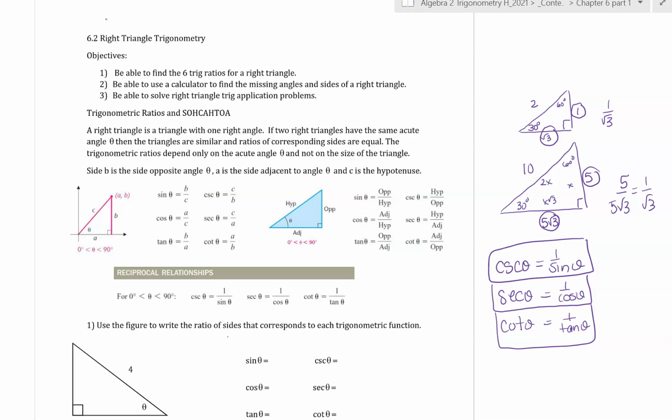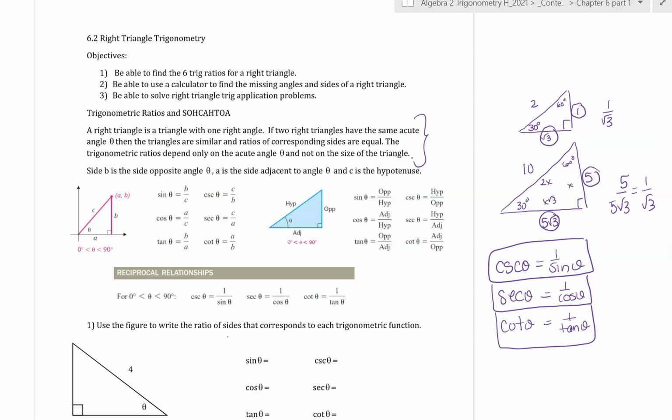Would you take a minute now to pause the video and read through your objectives and read through the paragraph about trigonometric ratios and SOHCAHTOA. Go ahead and do that now. All right, so this is hopefully somewhat of a review. This might have been a little confusing, this paragraph right here.